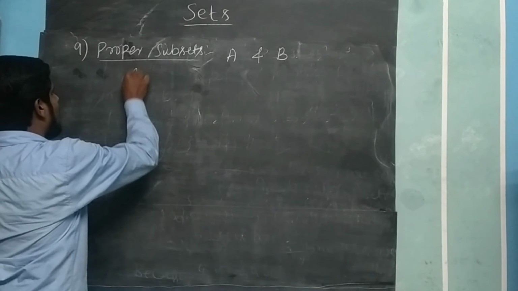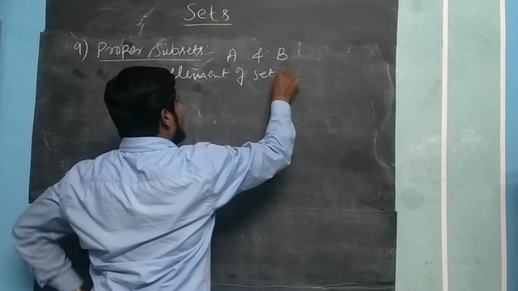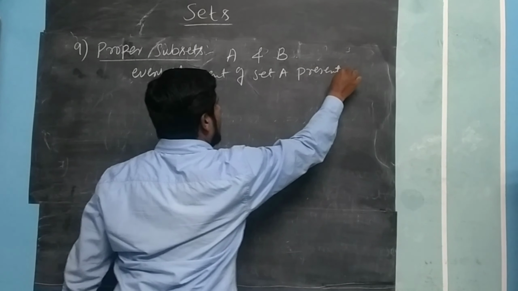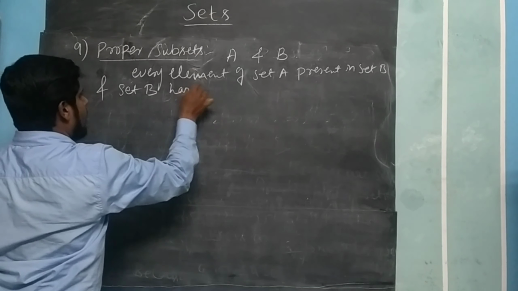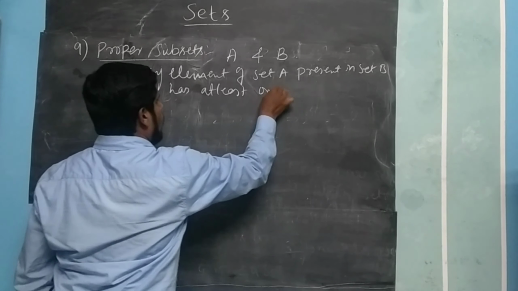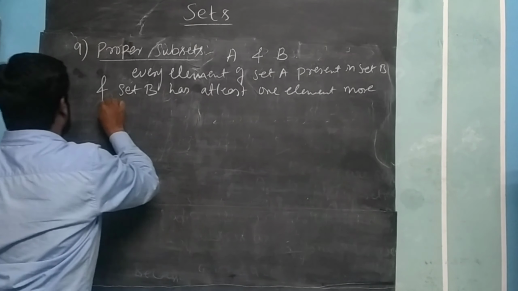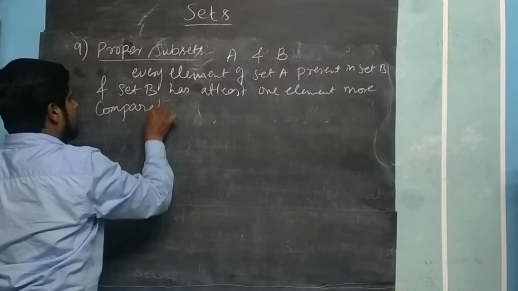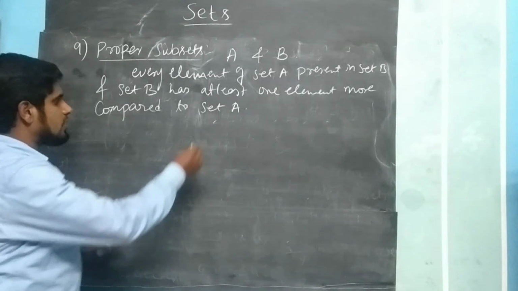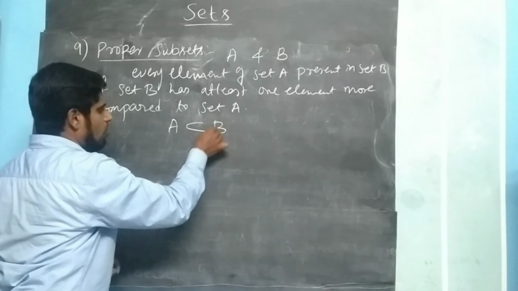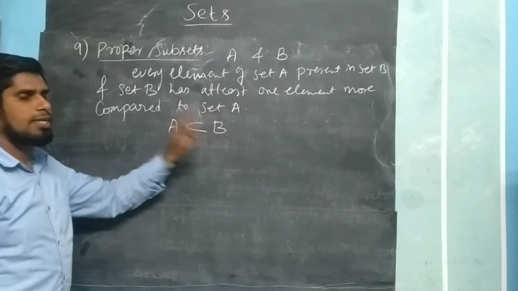That is, every element of set A is present in set B, and set B has at least one element more compared to set A. This is the exact definition of proper subset, and it is denoted by A proper subset of B, or we can write B contains A. A is a proper subset of set B.